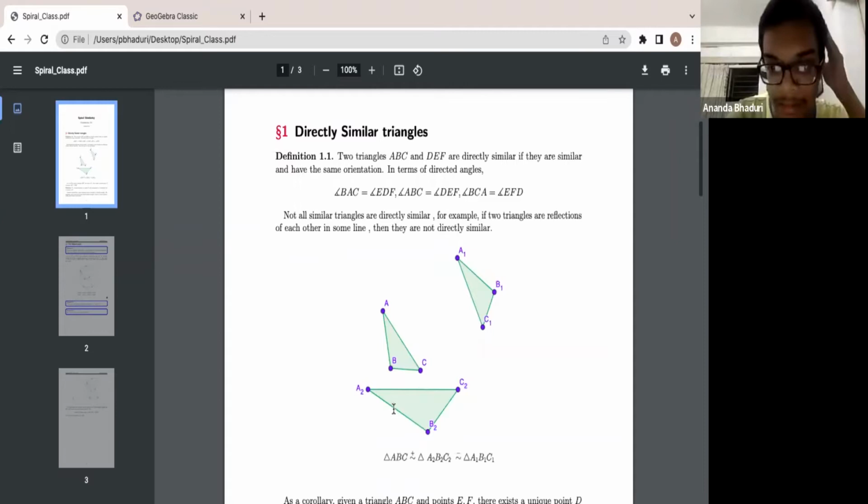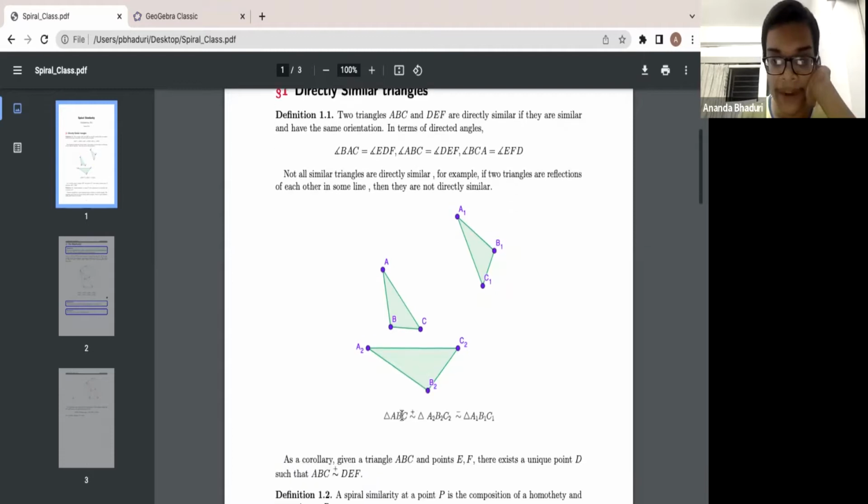So for example, here we have ABC and A2, B2, C2. You can see that ABC and A2, B2, C2 are both clockwise, but A1, B1, C1 is not directly similar to ABC or A2, B2, C2 because A1, B1, C1 is anti-clockwise. So the directed angle A1, B1, C1 is not equal to the directed angle ABC, so they are not similar. And also you have the ratio condition that AB over A2B2 is AC over A2C2.